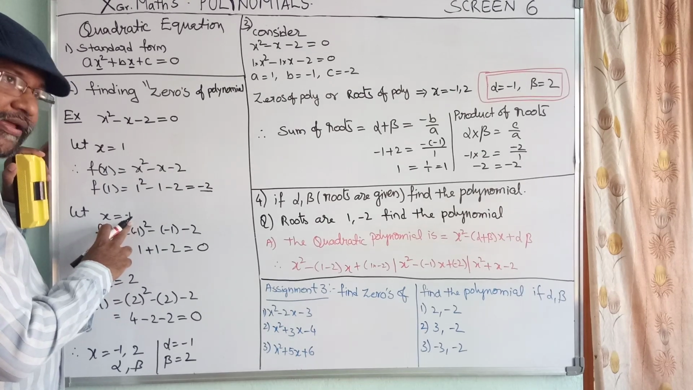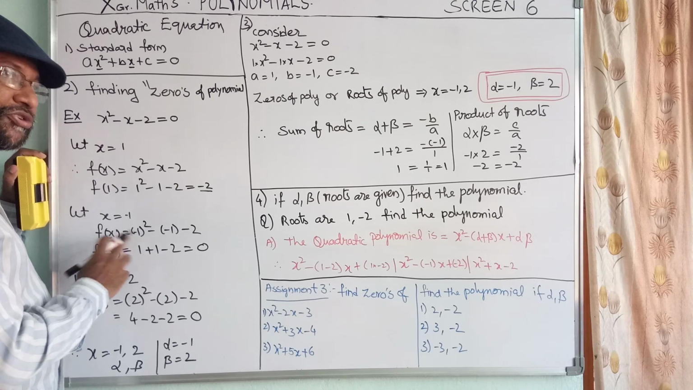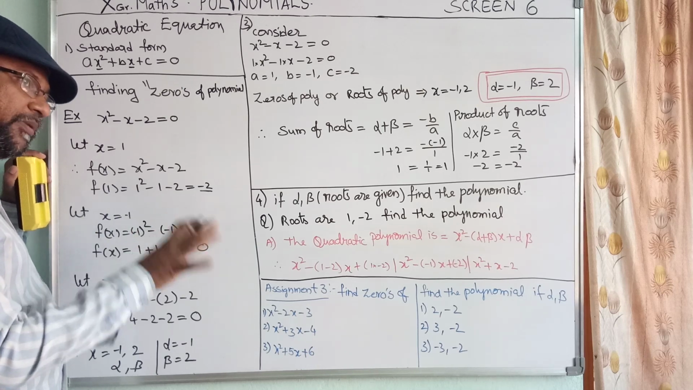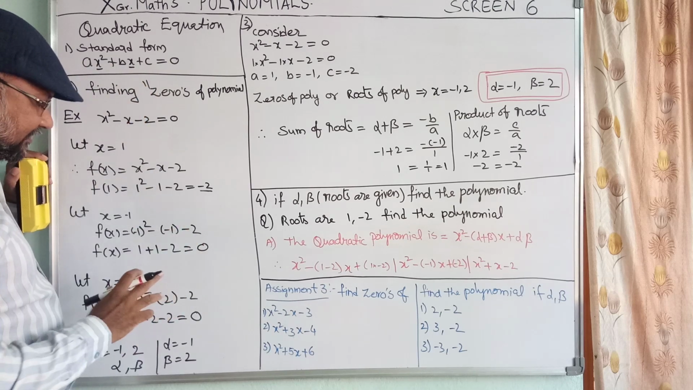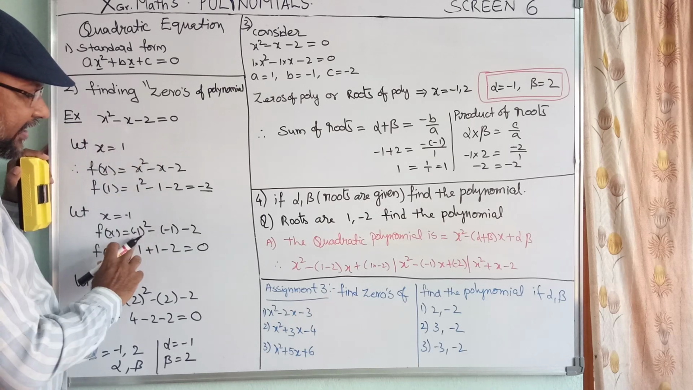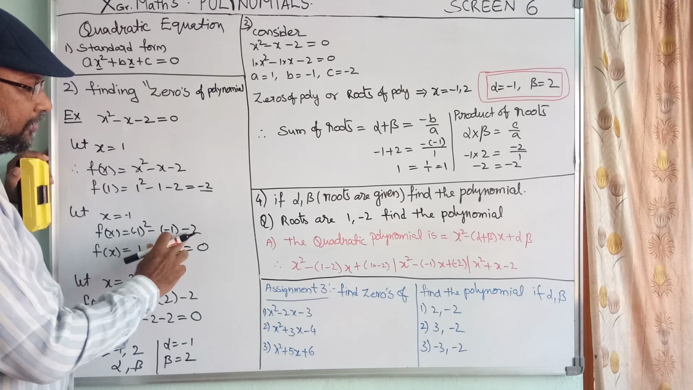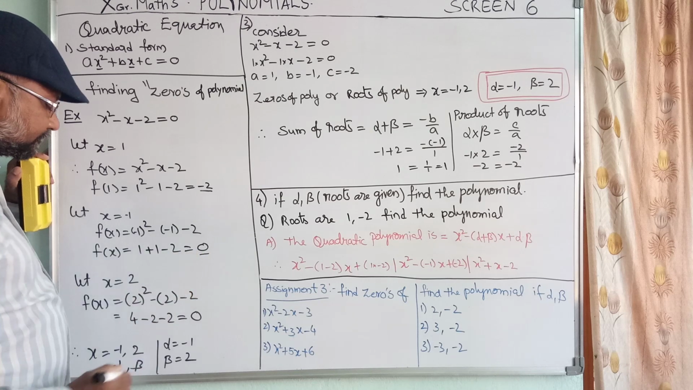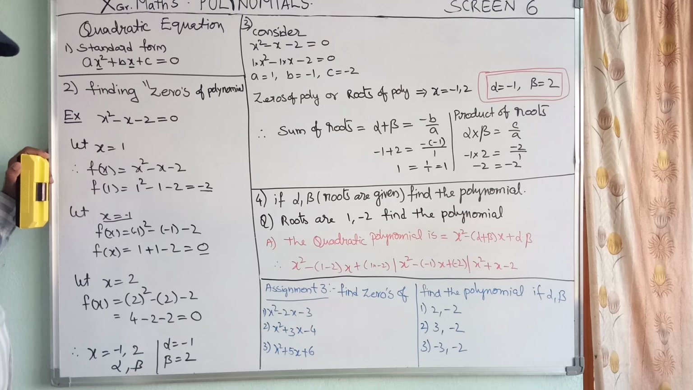Take x equal to −1. So f of x, function of x, means only x will be functioning. The remaining things like a, b, c will be the same. Here, −1 in place of x: (−1)² − (−1) − 2. If you sum this, you get 0. Therefore, x value is −1.